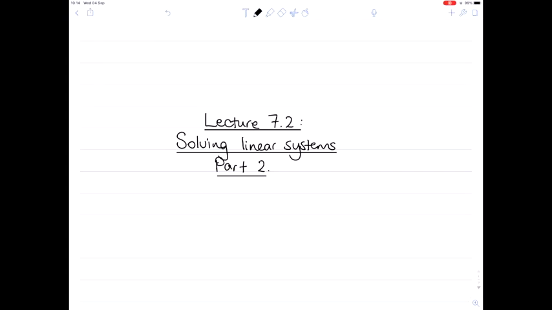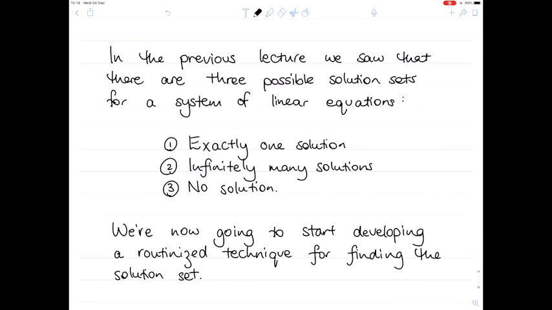So this lecture is going to continue our investigation into solving systems of linear equations. Just as a reminder, in our previous lecture, we saw that if we have a system of linear equations, and the important thing here is that they must be linear, then there are three possible solution sets. We can have a solution set that has exactly one solution, we can have a solution set that has infinitely many solutions, and finally we can have a solution set that is empty, so the system doesn't have a single solution.